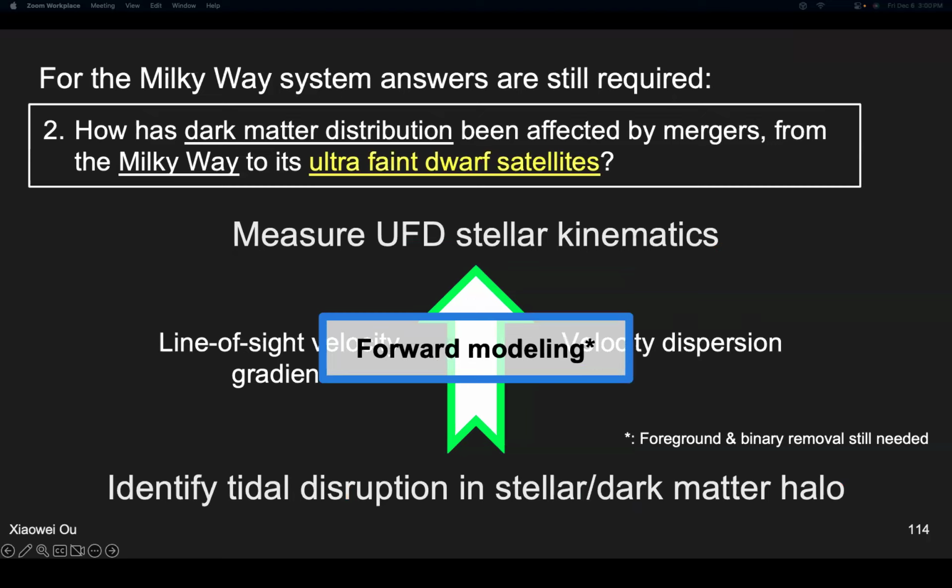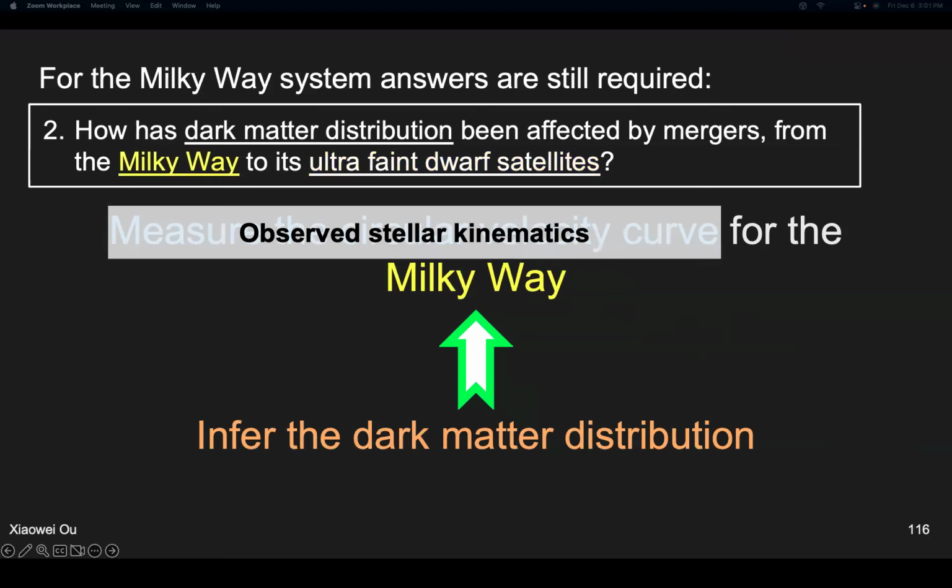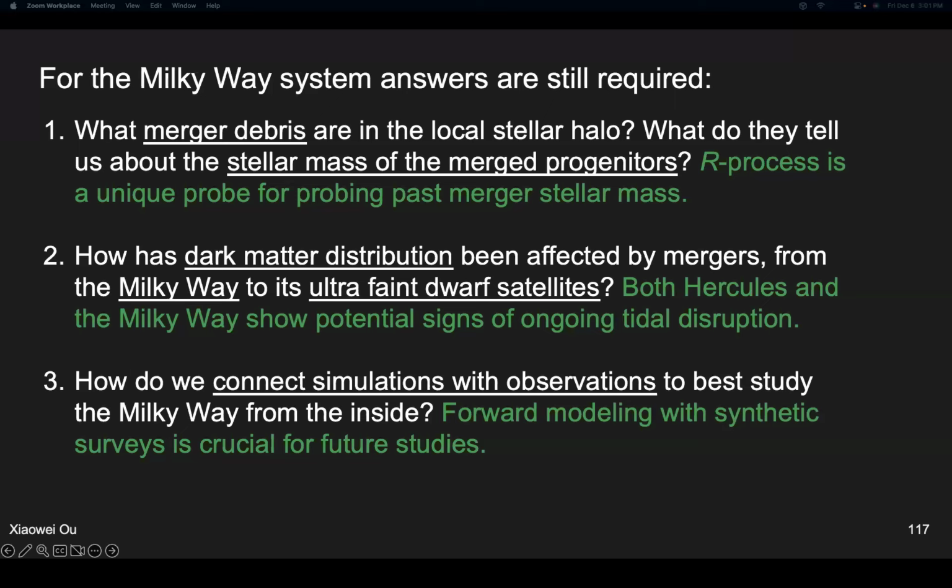And also for UFDs, forward modeling, even though we already have this stream formation track in place, and look at whether we can also combine foreground and binaries together into the synthetic survey. And lastly, maybe we can skip the step of getting a rotation curve once and for all, and just map directly from the dark matter distribution to the observed kinematics. I'll leave that as summary slides. Thank you for your attention.